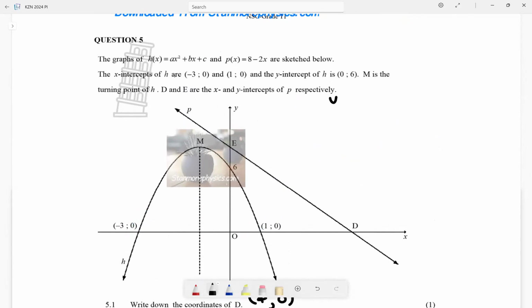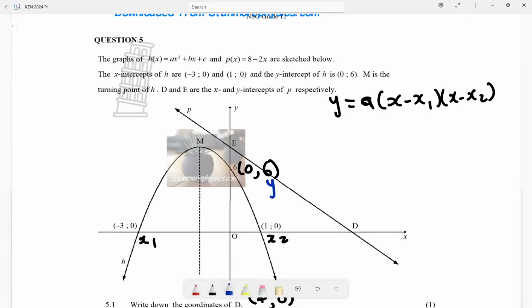The formula that I can use is y equals a(x minus x1)(x minus x2), where let me say this is x1, this is x2, and remember the coordinate here is (0, 6). So this will be my y, this will be my x. Now let me try to substitute. My y is 6, it is equal to a, x is 0 minus x1. X1 is negative 3.